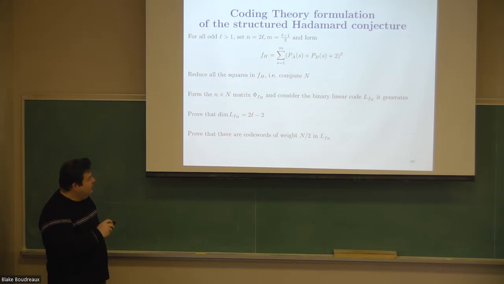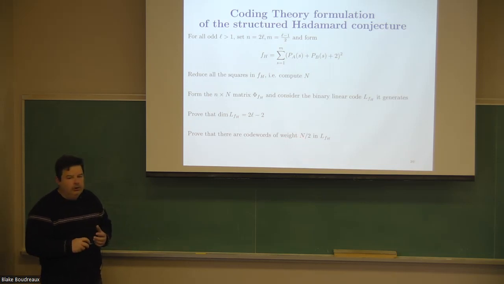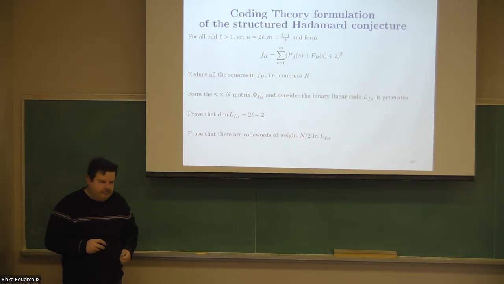The hard part is to prove that there are code words of weight n over 2, that this coefficient of power n over 2 in the weight enumerator is not 0. You don't have to evaluate it. Even if you prove it's non-zero, you win, okay, for a specific L. And if you do this for every odd L, then you win big.